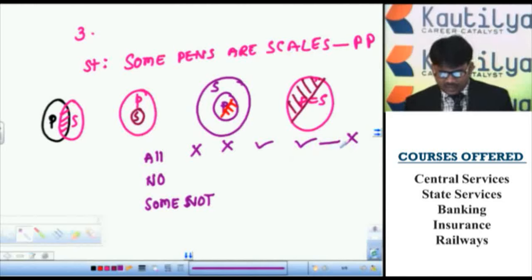And the conclusion "no pens are scales" does not exist in the first one, second one, third one, or fourth one. That means overall it does not exist for the given statement.